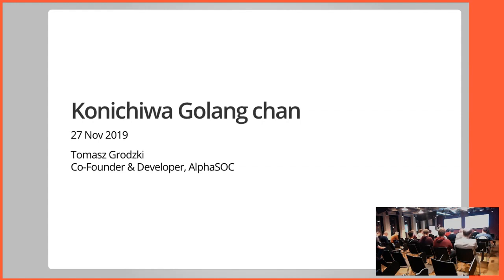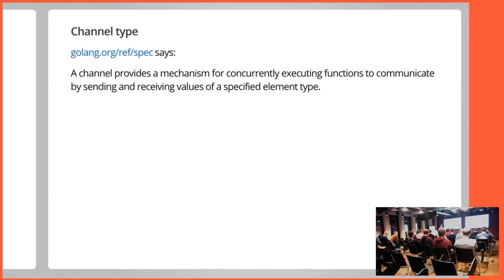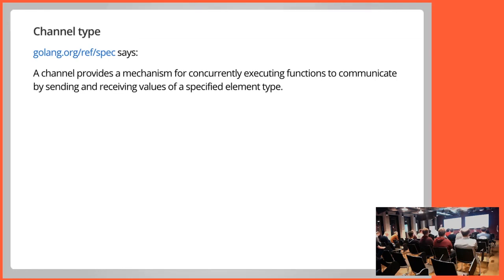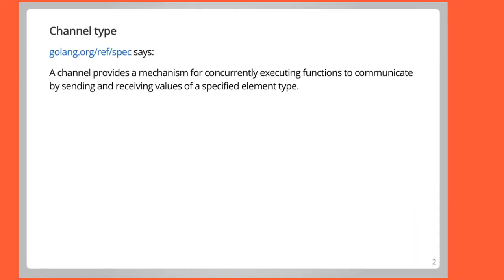At the beginning, some basics, some theory. This is from the Golang specification. I took two sentences about channels. The very first sentence says: a channel provides a mechanism for concurrently executing functions to communicate by sending and receiving values of a specified element type. And the second sentence is that channels act as first in, first out queues, and basically the values are received in the order that they are sent.